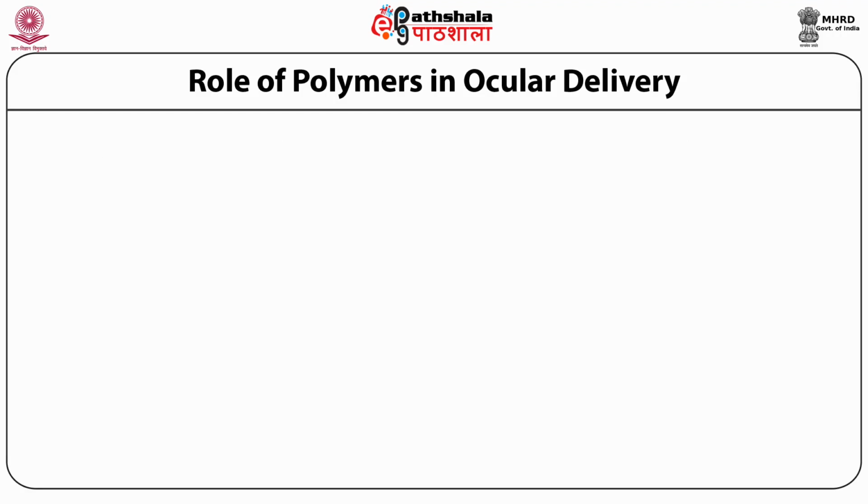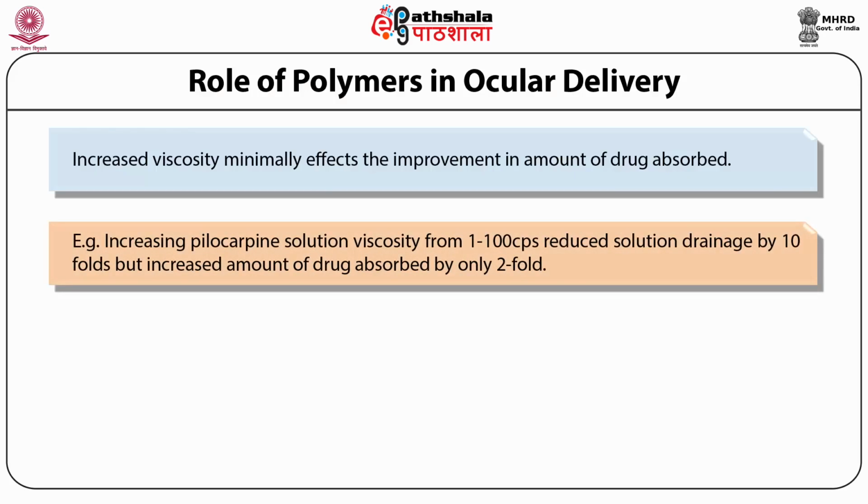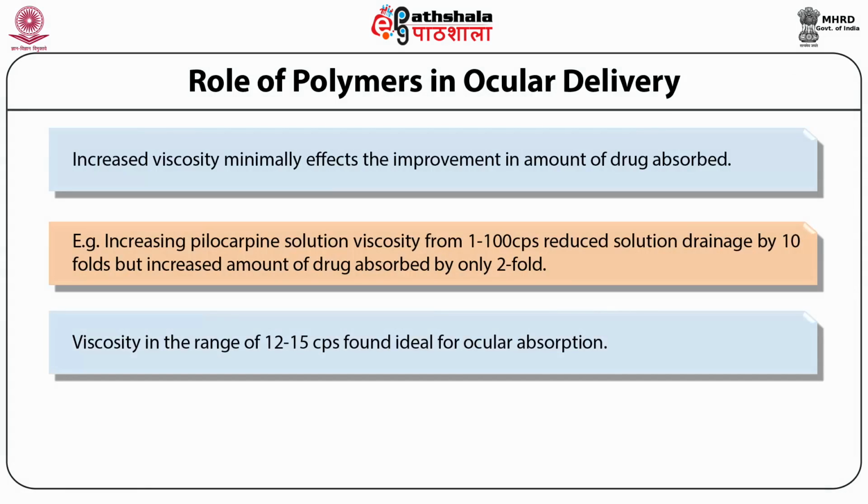However, studies have shown that increased viscosity does not have much effect on the amount of drug absorbed. For example, increasing the viscosity of pilocarpine solution from 1 to 100 centipoise reduced solution drainage tenfold, but the amount of drug in the aqueous humor increased by only a meager twofold. The ideal viscosity of a formulation should range between 12 to 15 CPS for ocular absorption.